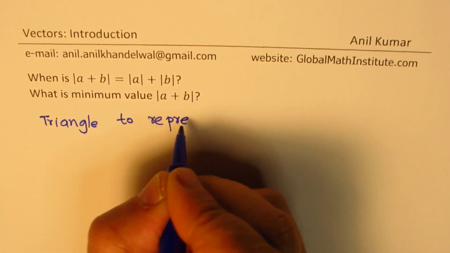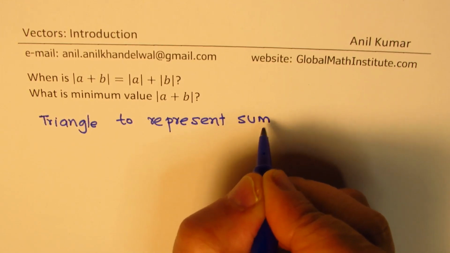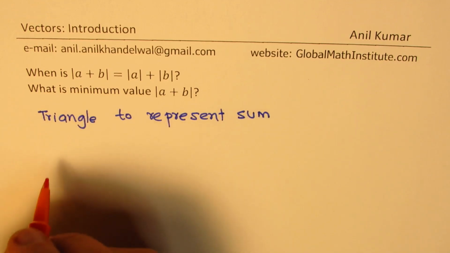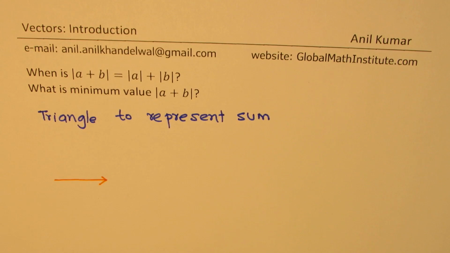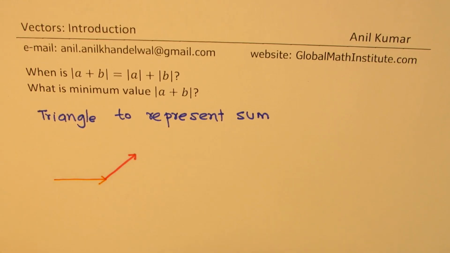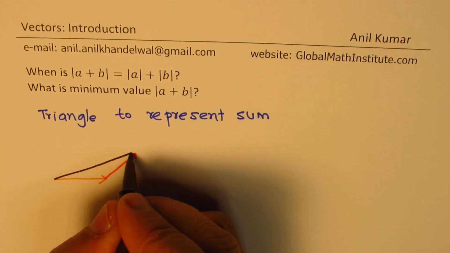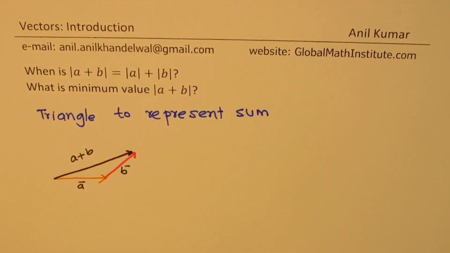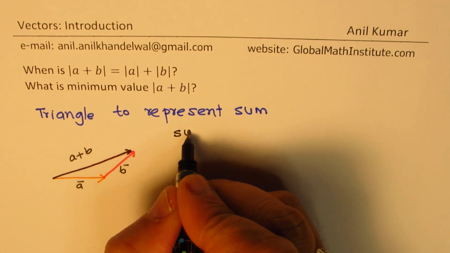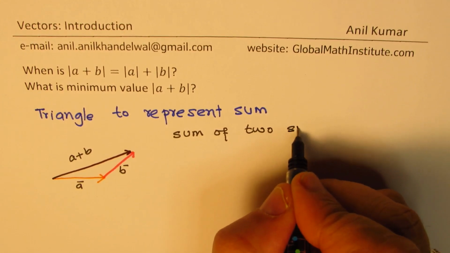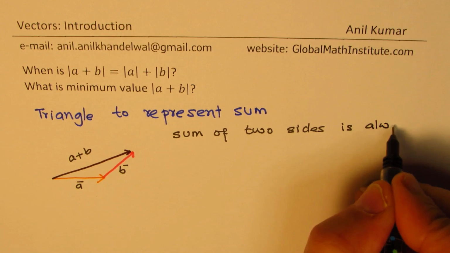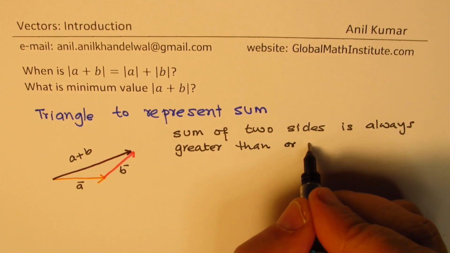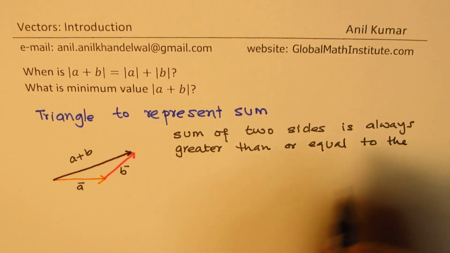To understand this, let's consider once again a triangle to represent the sum. In this particular case, we'll again go with our vectors A and B. So what we notice here is that we have vector A, right? And then we have vector B. And their addition is A plus B. Now in a triangle, we know that the sum of two sides is always greater than or equal to the third side.